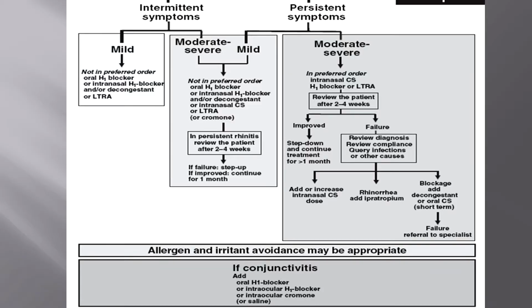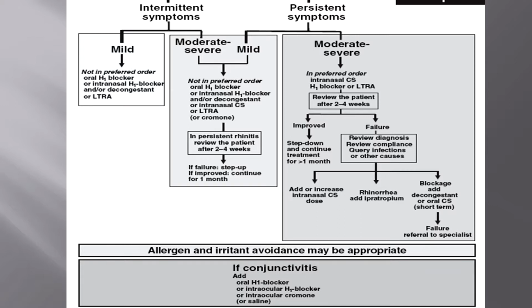And this is the algorithm that you can download from any internet website. So you can see it first divides into intermittent or persistent. This is by duration. So if it's intermittent mild, or moderate, or persistent mild, these are classified the same. You can read through this. I'm not going into details because you can get it from any website. But the thing I want to highlight is the duration of treatment.